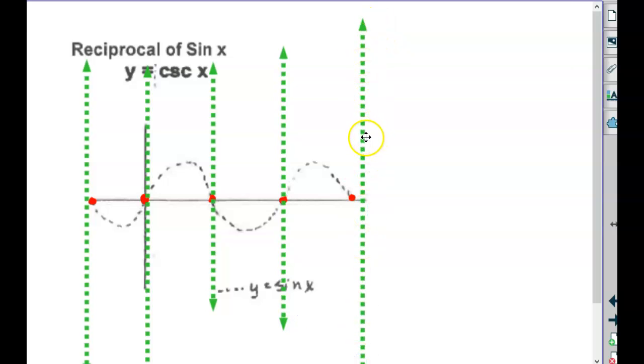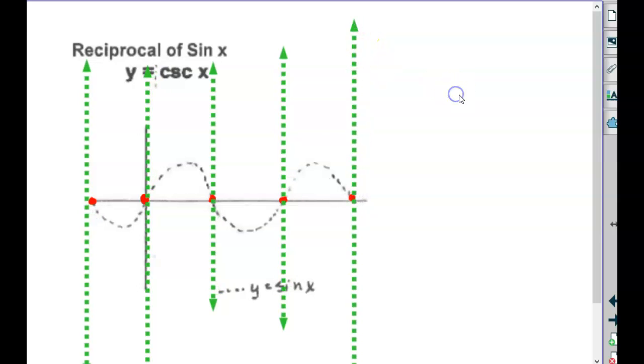Oh dear, moving the wrong thing. Let's try this. I wanted to scoot you over. There you go.